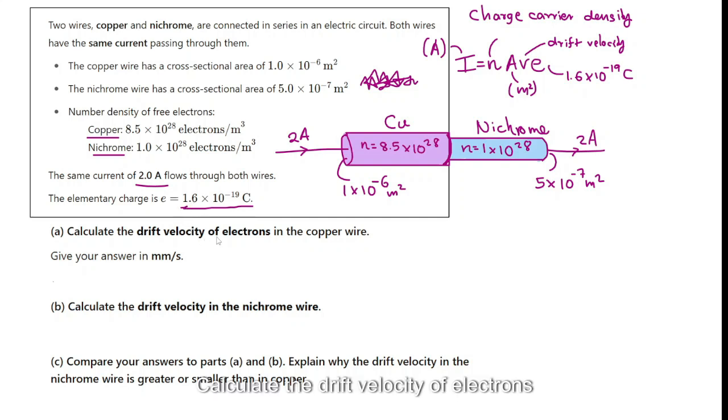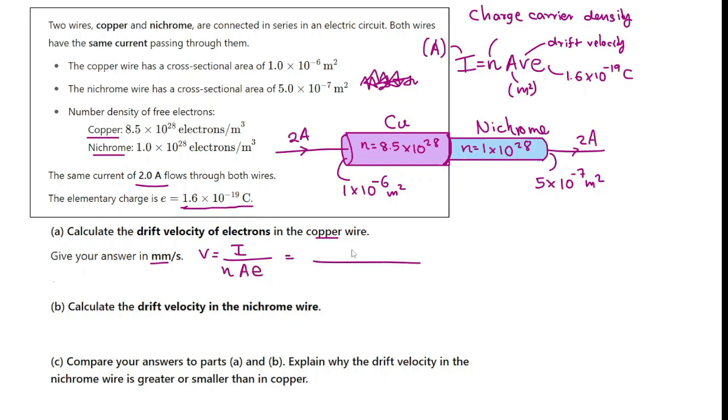Calculate the drift velocity of electrons in the copper wire. The question says to give it in millimeters per second. So the drift velocity v is equal to I over nAe. What's the current? The current is 2 amps, and it is the same through both of them. For copper, the value of n is 8.5 times 10 to the power of 28.